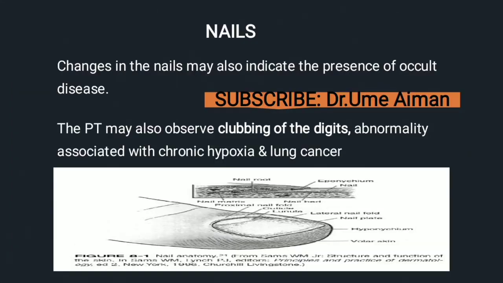And nails. Changes in the nails may also indicate the presence of occult disease. Occult means any hidden deformity that is not obvious. The physiotherapist may also observe clubbing of the digits, abnormality associated with chronic hypoxia and lung cancer. You can easily identify the presence of clubbing of the digits in patients who are having pneumoconiosis or pneumonia, disease like lung cancer and chronic hypoxia.